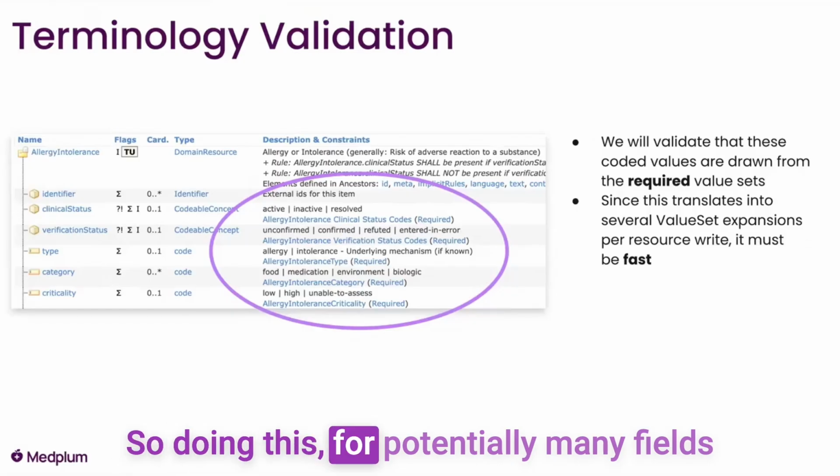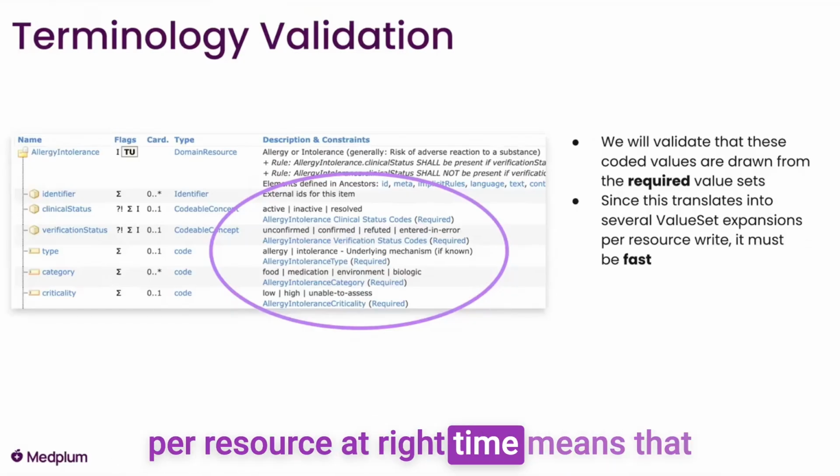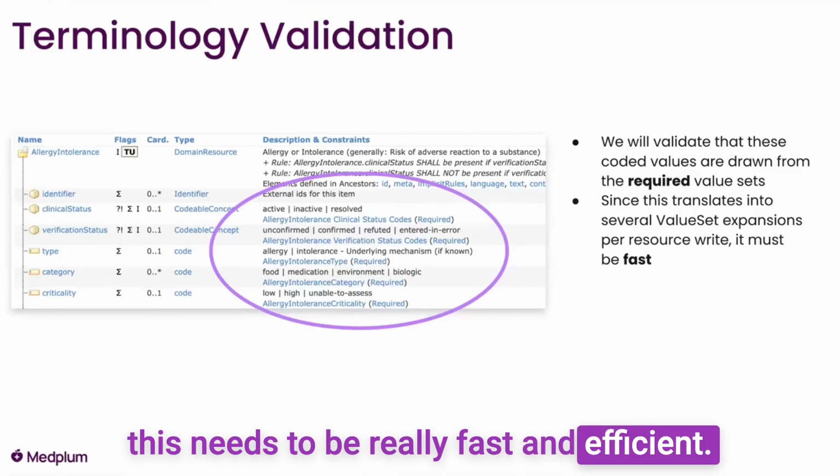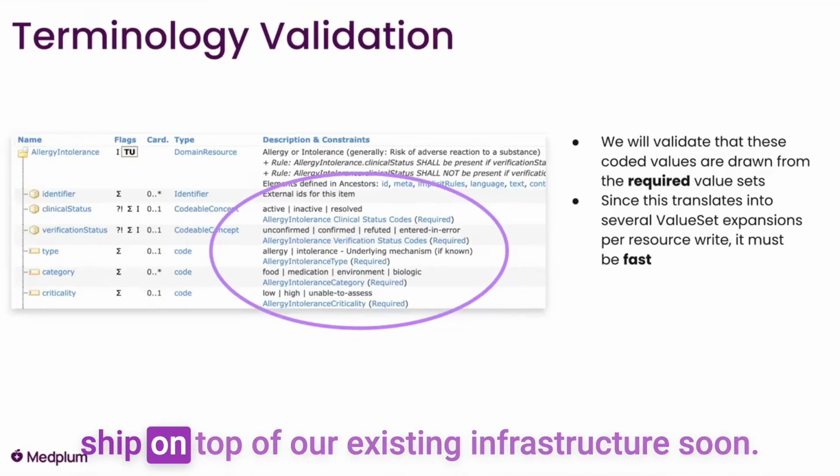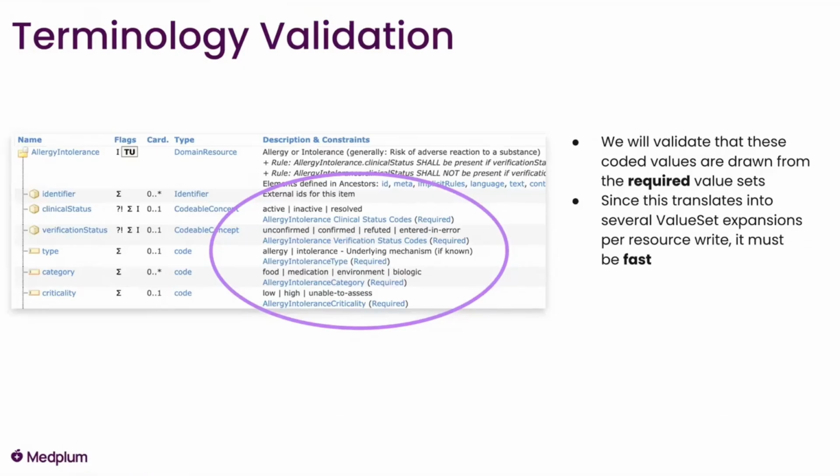So doing this for potentially many fields per resource at write time means that this needs to be really fast and efficient, but this is something that we should be able to ship on top of our existing infrastructure soon.